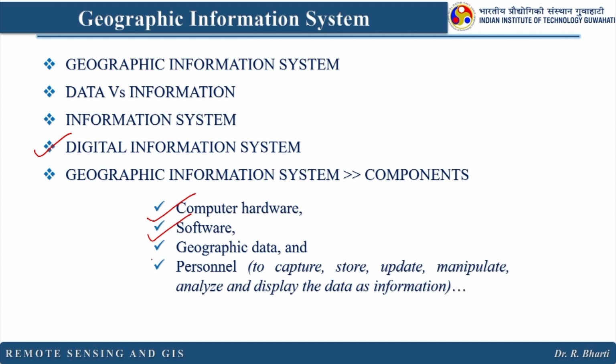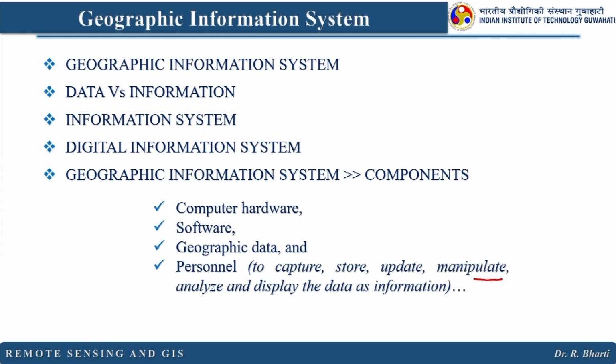Now, the next component which I highlighted in my previous lecture was geographical information system components. What are the different components we actually see in a GIS? First one is computer hardware, second is software, third is geographic data or the spatial data, and the last one, but the most important part, is the person who captures, stores, updates, manipulates, analyzes and displays these data sets as information. It is very important to note that all these capture, store and update tasks require a group of people, not only one person.